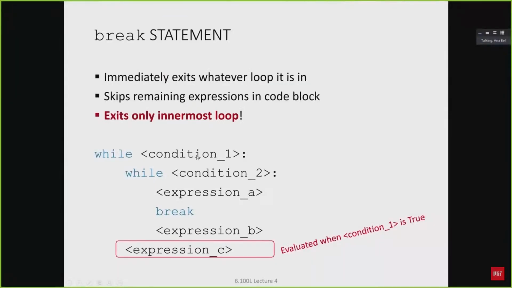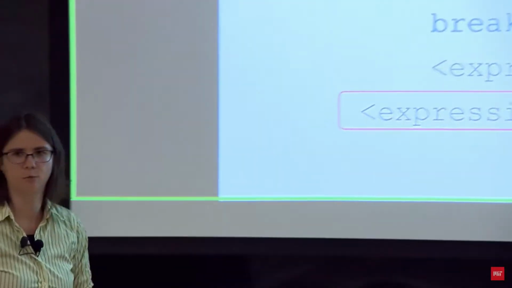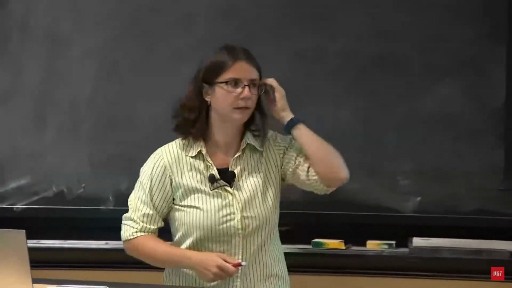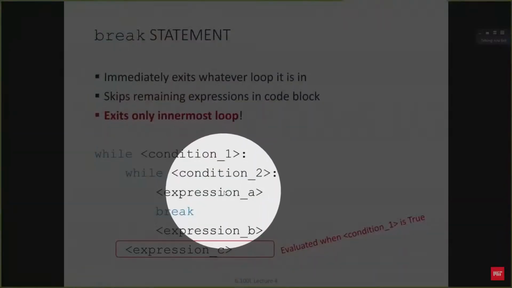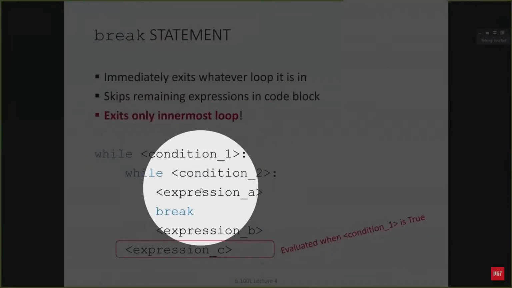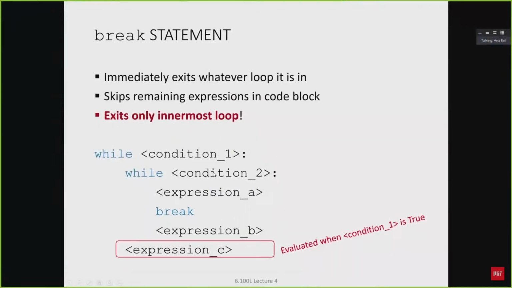Condition 2 would have stopped being true, and then we're going at the same indentation level as this inner while loop. So it only evaluates this expression A one time, because right after it evaluates it, it sees the break, and then we immediately exit the while loop and we're done. That is a great observation, yeah.